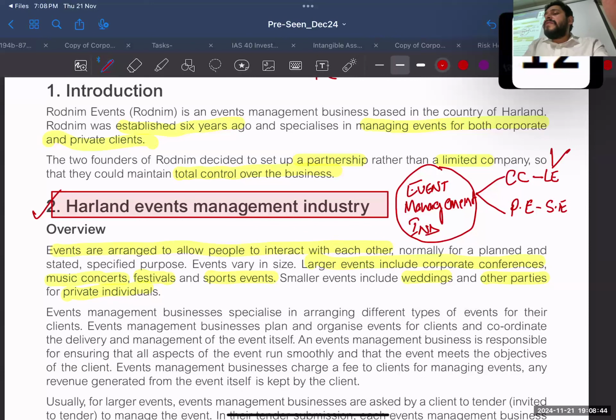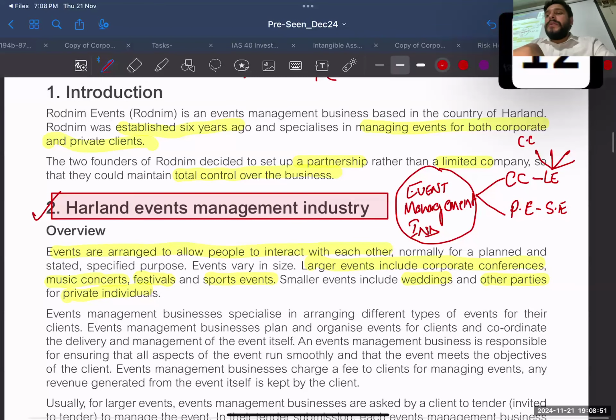For larger events, there are 4 different types of events. Number 1 is the corporate conferences. Number 2 is the music concert. Number 3 is the festivals and sports event. But for the private client, there are only two types. Now, the second type can be further divided into many types of events: weddings, obviously, it cannot be a corporate event, and other parties for private. So this is how the industry is broken down.